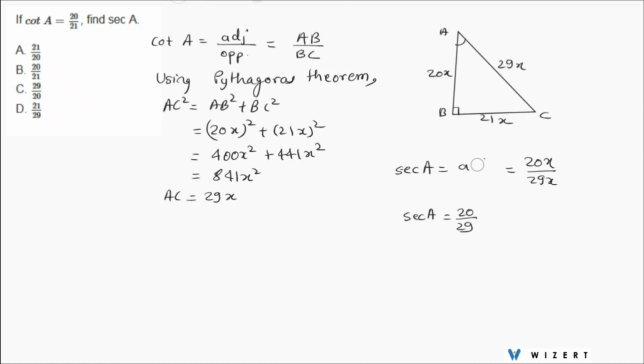Alright. Sec A is hypotenuse divided by adjacent side. Cos is adjacent by hypotenuse. Sec is hypotenuse by adjacent. So this is just the reciprocal, 29x by 20x. So this is 29 by 20. So answer is option C.